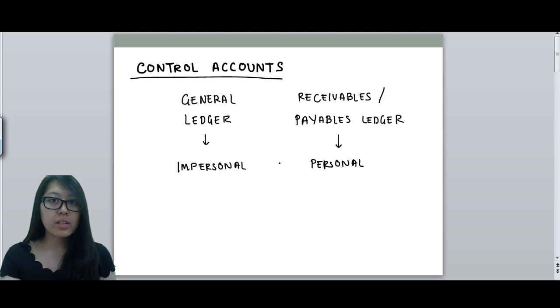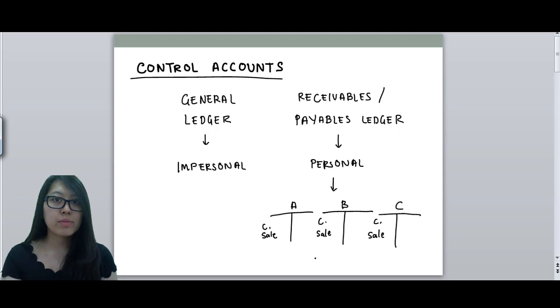So to say that if you were to have 5 different customers and they all buy from you on credit, it is very important that you keep track of their transactions and their purchases from you. So you will record their personal accounts in the receivables ledger, and then the total sales that you have generated from these 5 customers are going to be put into control accounts, which are in the general ledger.